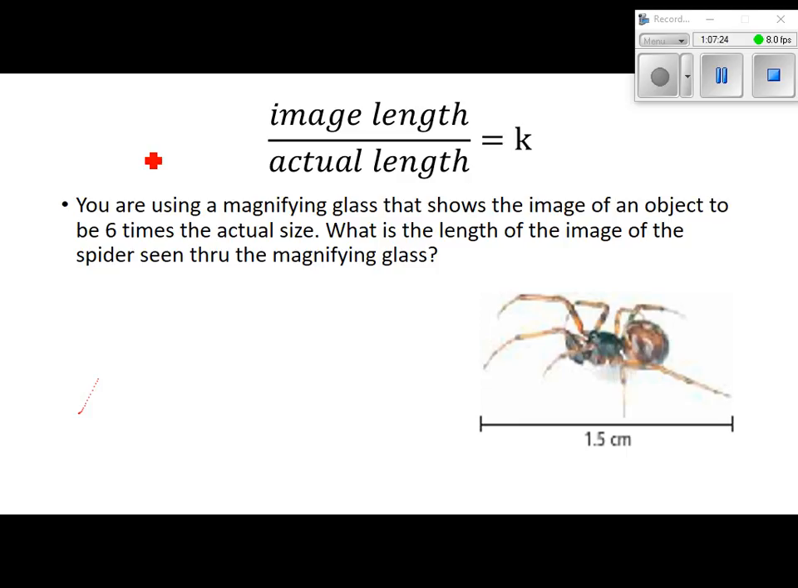This spider, you're looking through a magnifying glass at this spider, and the magnifying glass makes it 6 times bigger. How can we find the length of the spider looking through the magnifying glass? Take 6 times 1.5. Multiply, because you're making it what? Bigger.